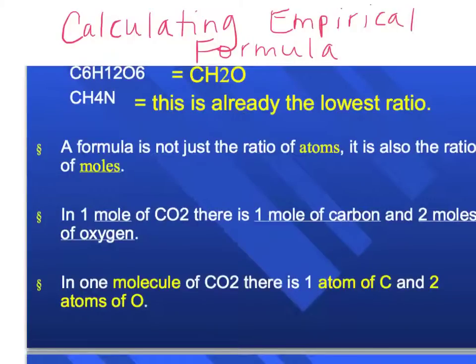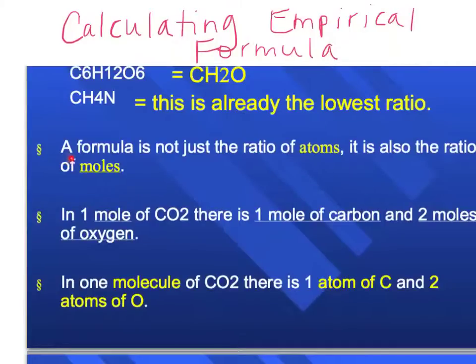So one of the tasks that you're going to be asked to do is to calculate the empirical formula. Sometimes it's easy for you to look at something and just know it already. So here's this formula for glucose. Again, we can reduce it. Here we have CH4N, and this is already in the lowest ratio.